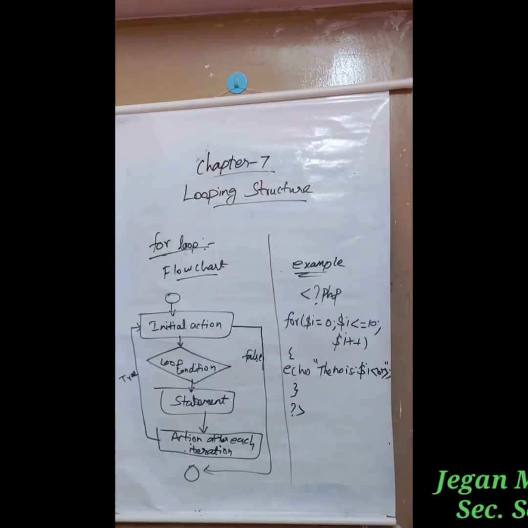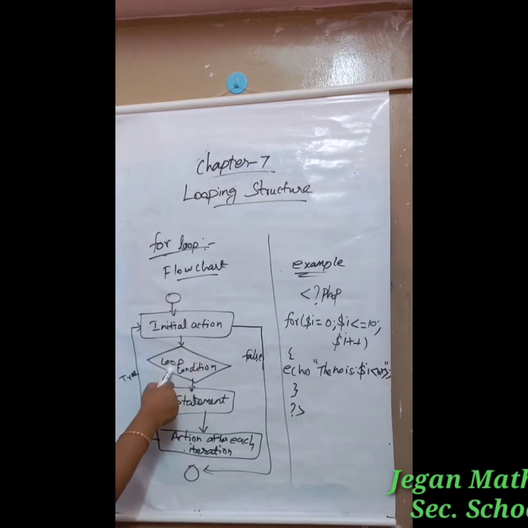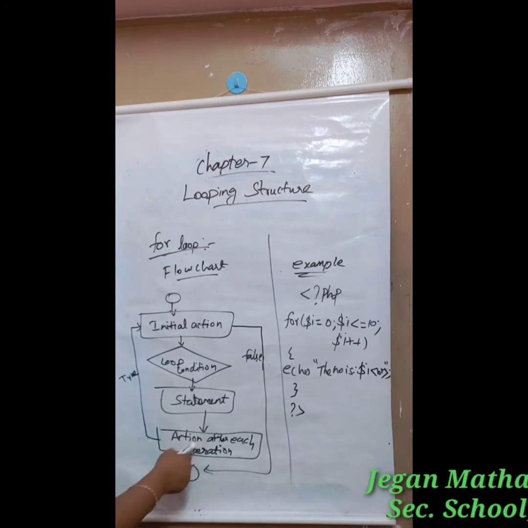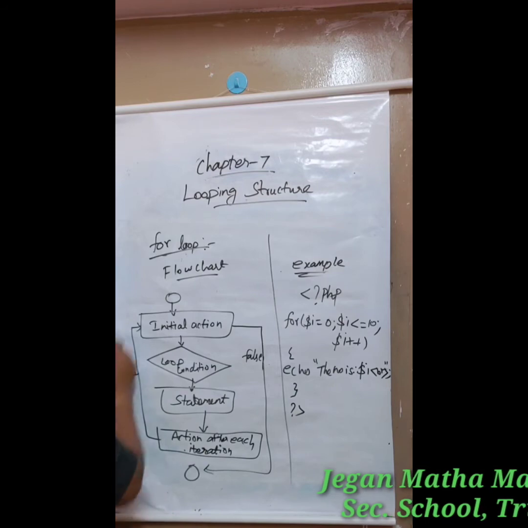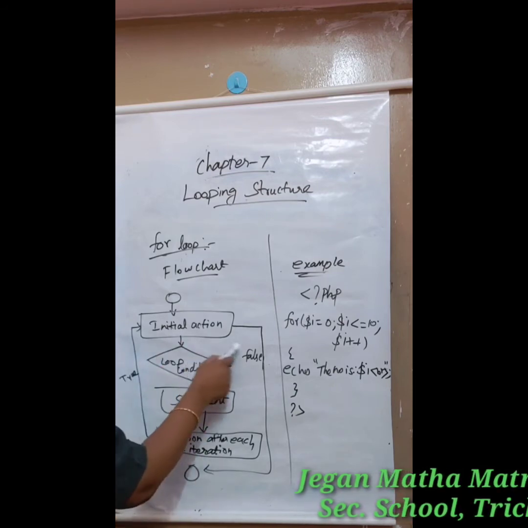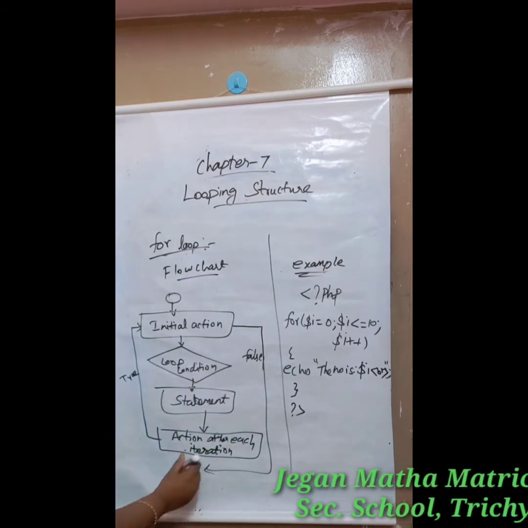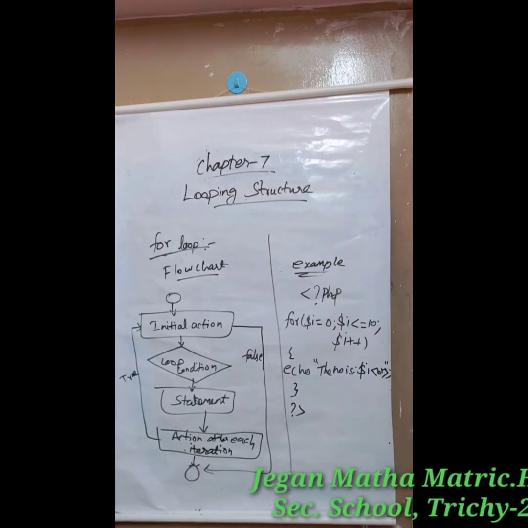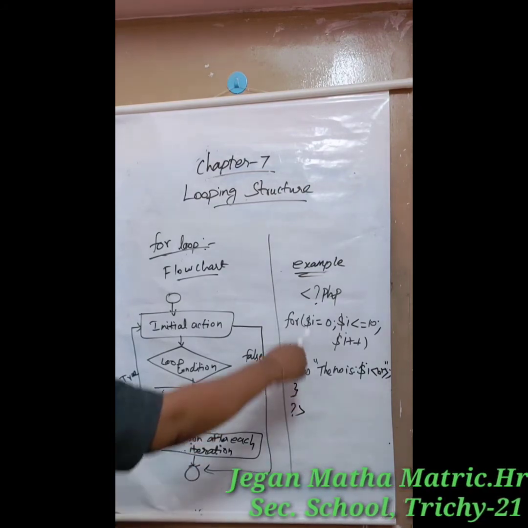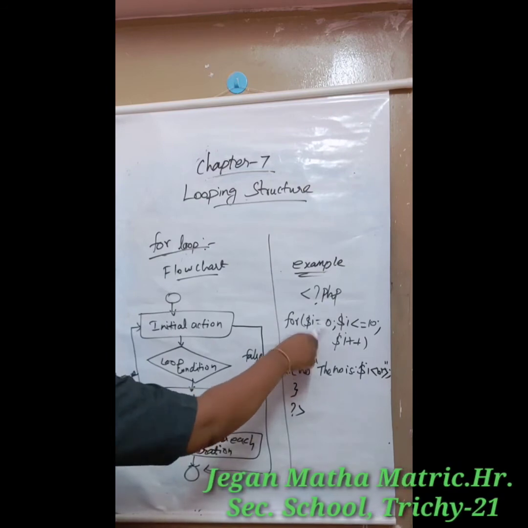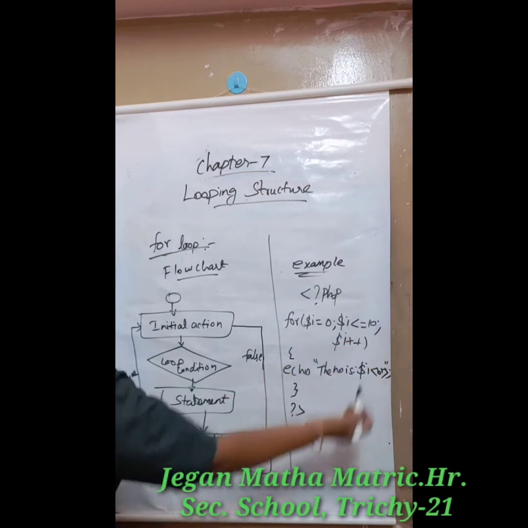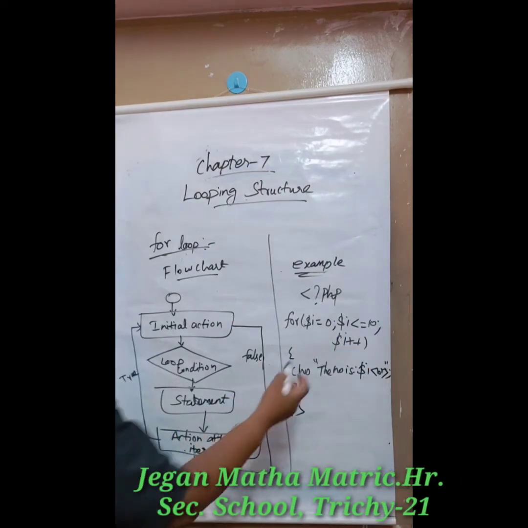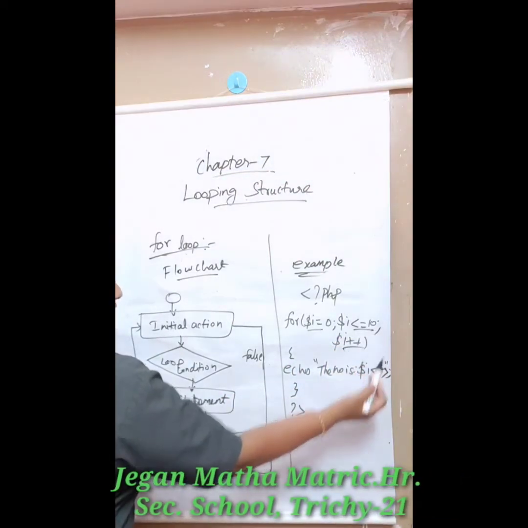Now let us see the flow chart and an example of the for loop. In the flow chart: initial action, loop condition, statement, then action after each iteration. If the condition is true, the process repeats again. If the condition becomes false, it exits from the loop. Now let us see the example. In PHP, for ($i = 0; $i <= 10; $i++). Here the initial value is 0, then the test condition, then the increment part.